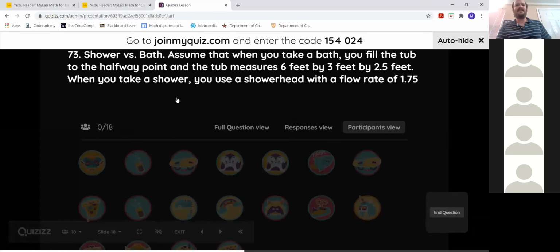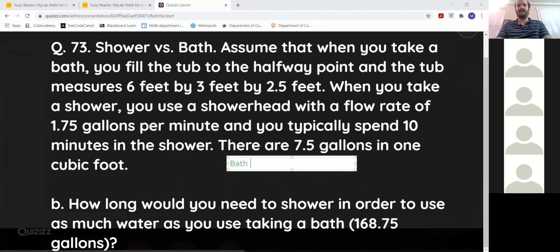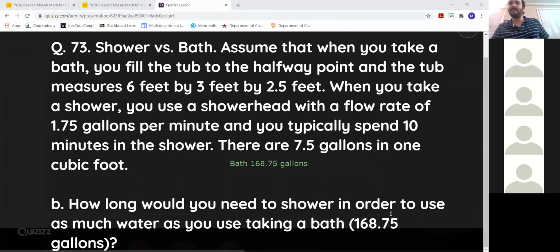So that was 168.75. Did I say that right? The bath was 168.75 gallons. Is that right? I believe, yes, it is. All right. And now, how long would it take? How long would you need to shower in order to use as much water as a bath? I have it written right here: 168.75 gallons.